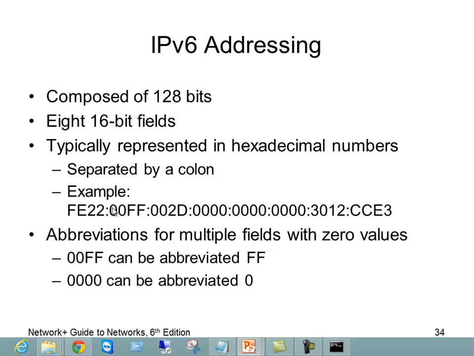So that is the long form of that IP address, but in short form, that could be FE22:FF:2D:3012:CCE3. So you can take pieces of that out to make it easier to write.